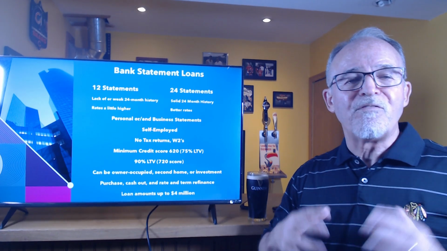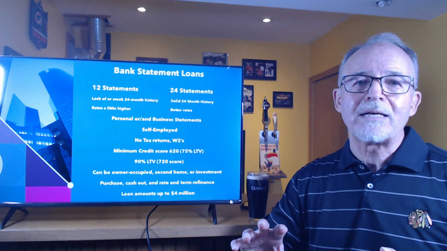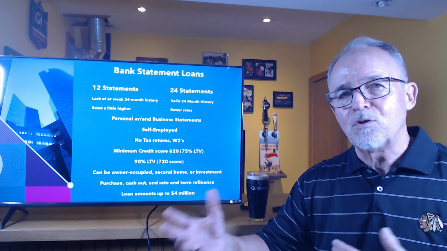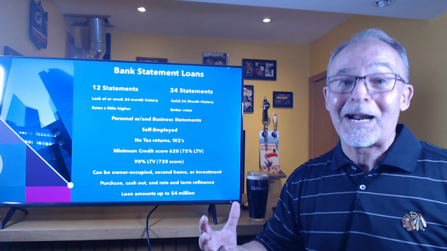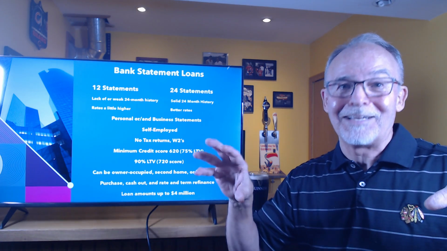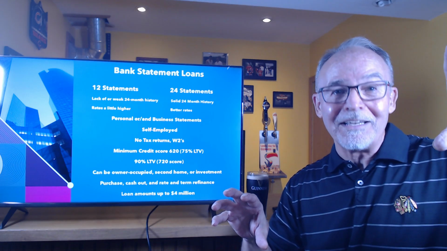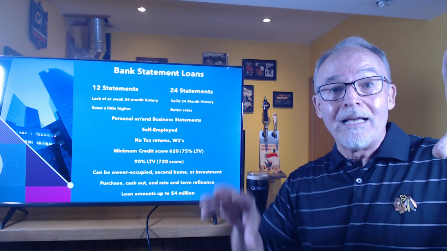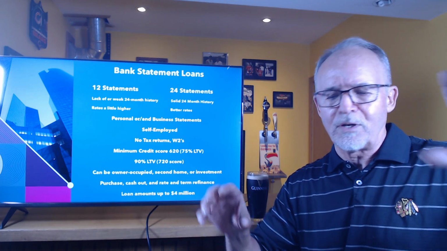So loan amounts up to $4 million. Each bank is a little bit different. Some banks have $4 million, some have 3, some have 2. It all depends on how much money that bank has to lend at a given time. So their terms will be better if they have a whole bunch of money that they need to lend, and if they're out of money, their terms are going to be super stringent and super difficult.